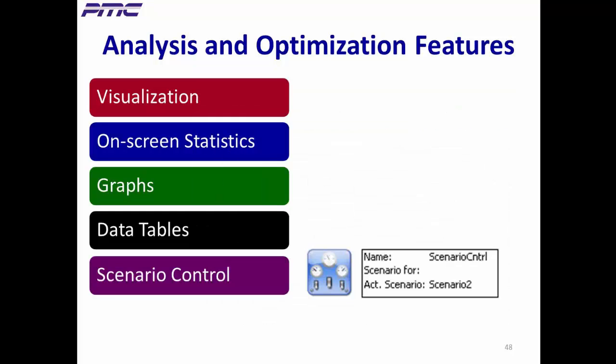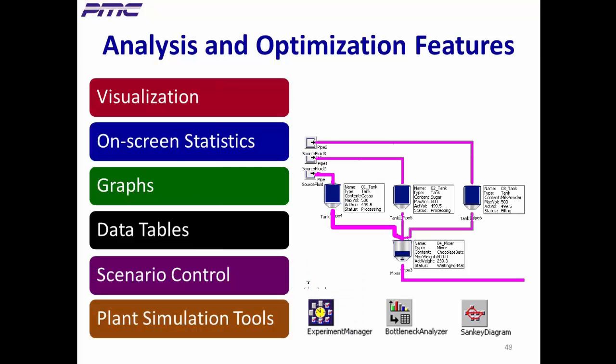The scenario control lets you play what-if games by specifying different data sets for mixers and truck orders. PlantSim's built-in tools can also help to analyze and optimize your process, including Experiment Manager that can automate the running of all the scenarios that were set up in the scenario control, as well as varying other parameters.